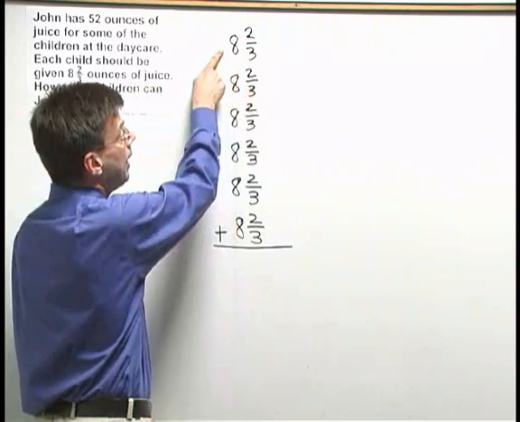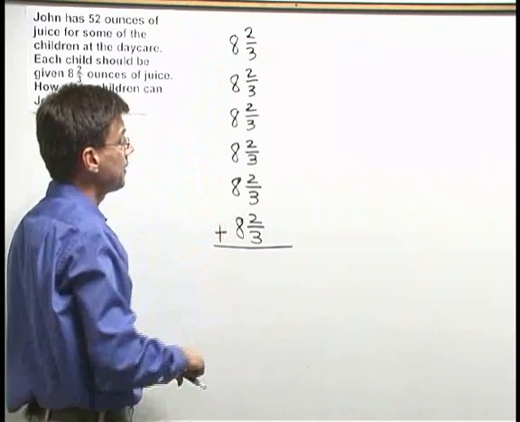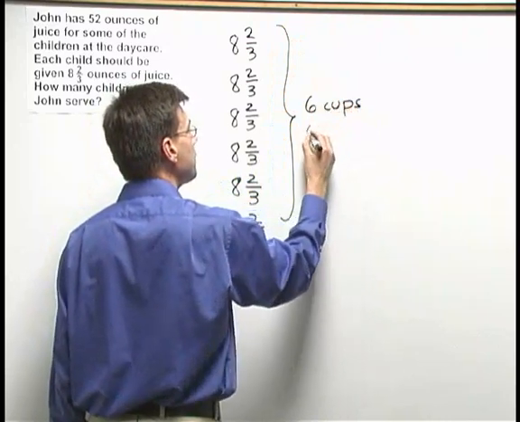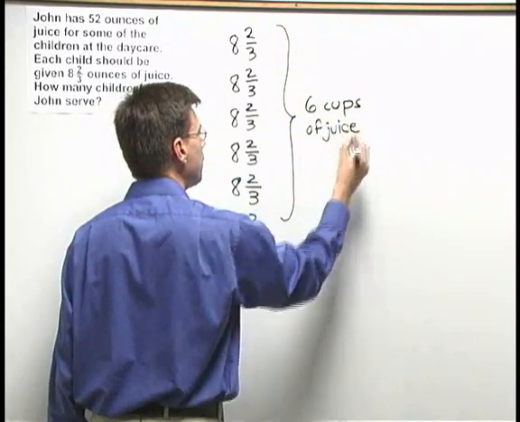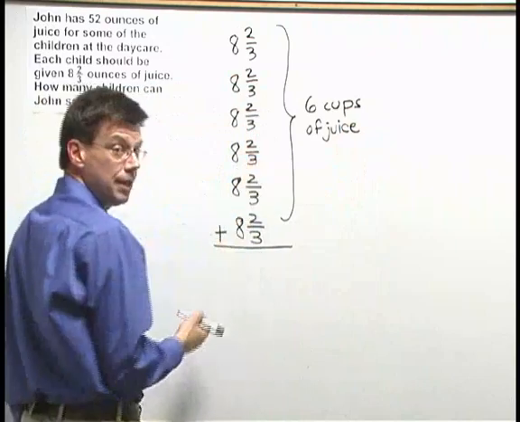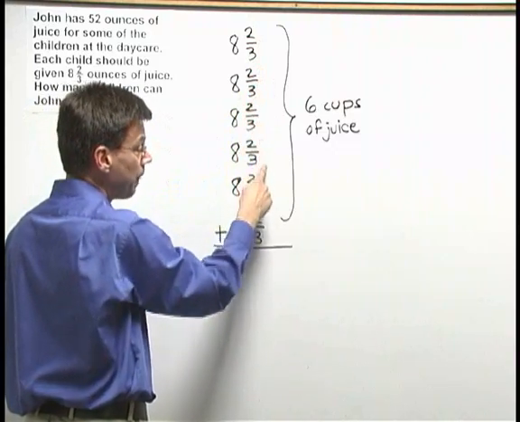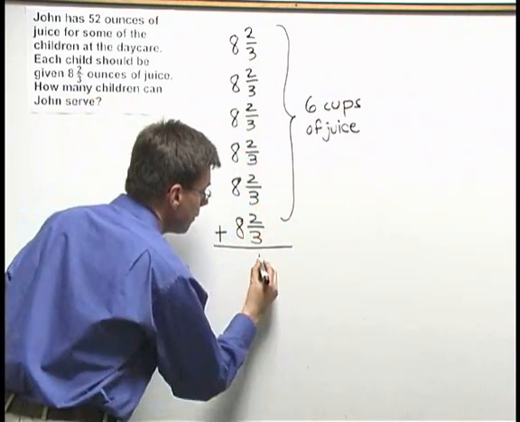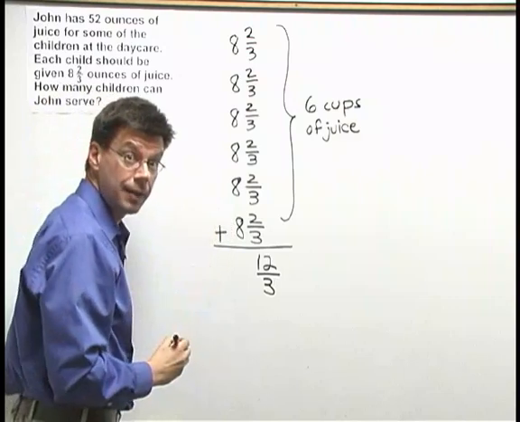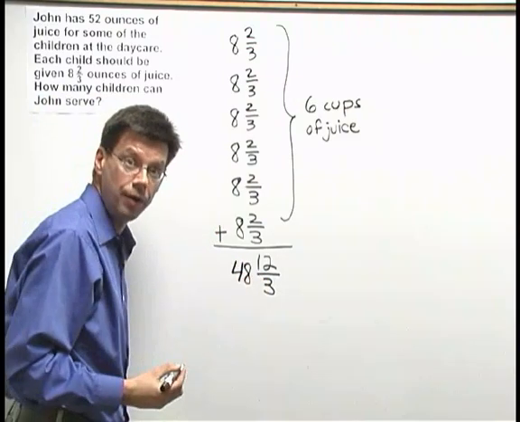Now here I've written down 8 2/3 ounces. That goes into 1 cup, plus a second, plus a third, plus a fourth, fifth, sixth. These 6 8 2/3 represent our 6 cups of juice. If I add up these total amounts of juice, let's see what we get. I already have a common denominator for my fractions, so I can go ahead and add 2/3 plus 2/3 is 4/3, plus 2 more is 6/3, 8/3, 10/3, 12/3. And when I add up the whole number parts, 8 plus 8 plus 8 plus 8 plus 8 plus 8, that's the same as 6 times 8, or 48. I have 48 12/3 ounces of juice.